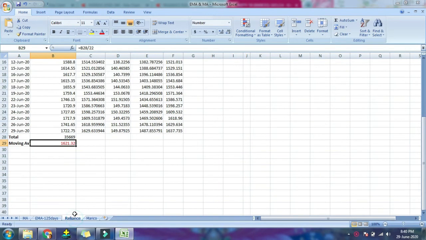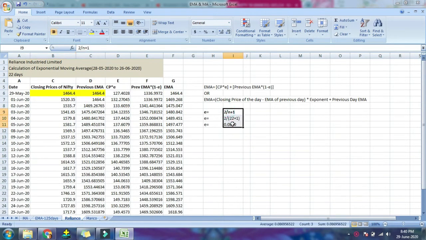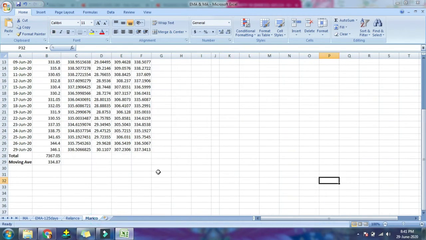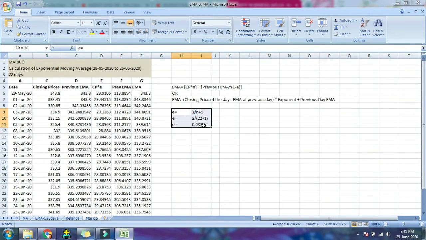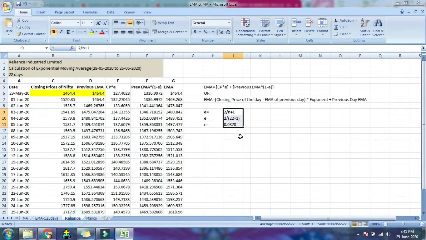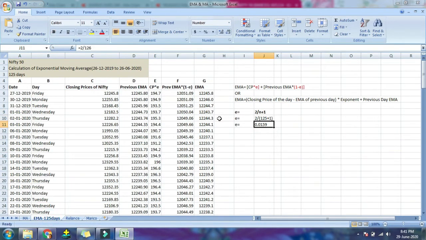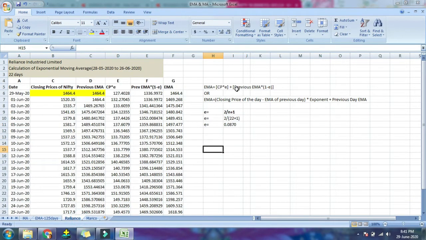So for Reliance, it's 2 divided by 22 plus 1, that is 2 divided by 23, which equals 0.0870. Now the value of E is the same for Reliance and Marico because the number of observations is the same. Look, Marico also is 0.0870. But for Nifty 50, it's 2 divided by 125 plus 1, that is 0.0159. Now we need the value of the previous EMA to arrive at the final value of EMA.